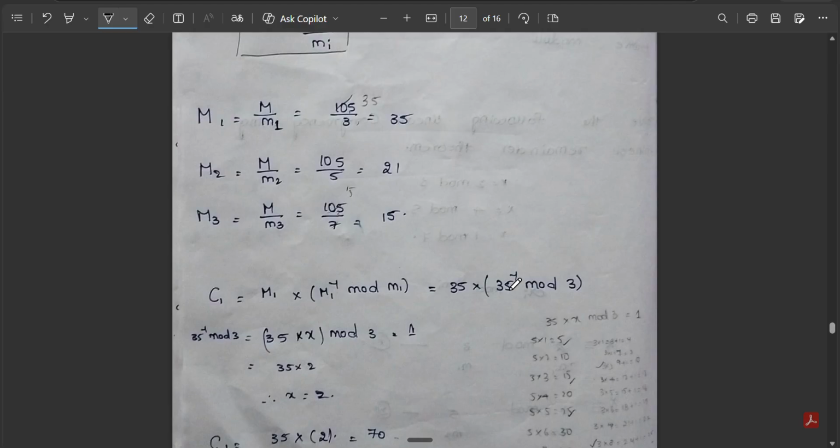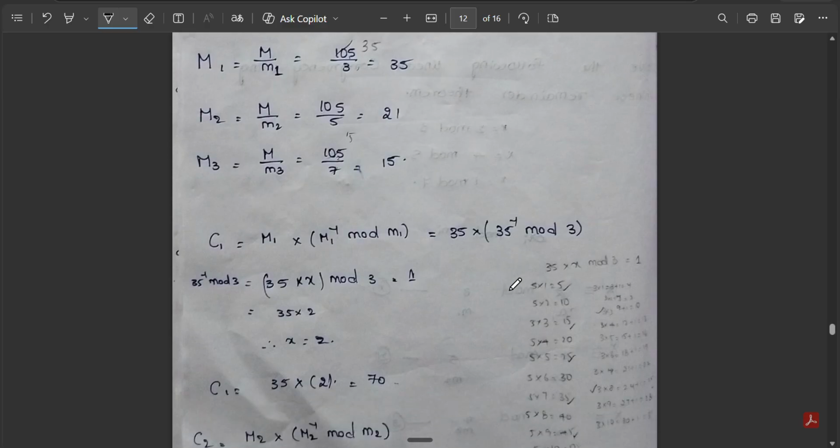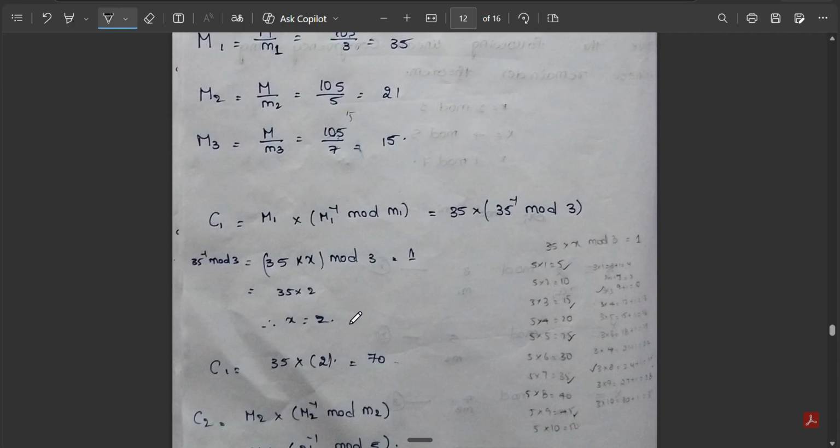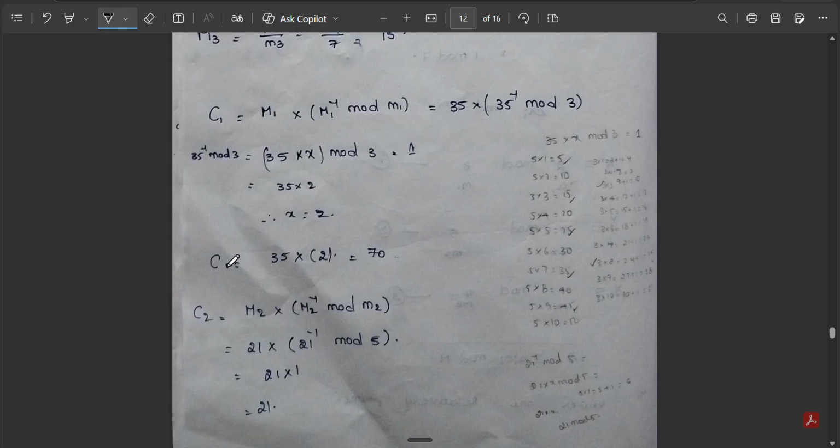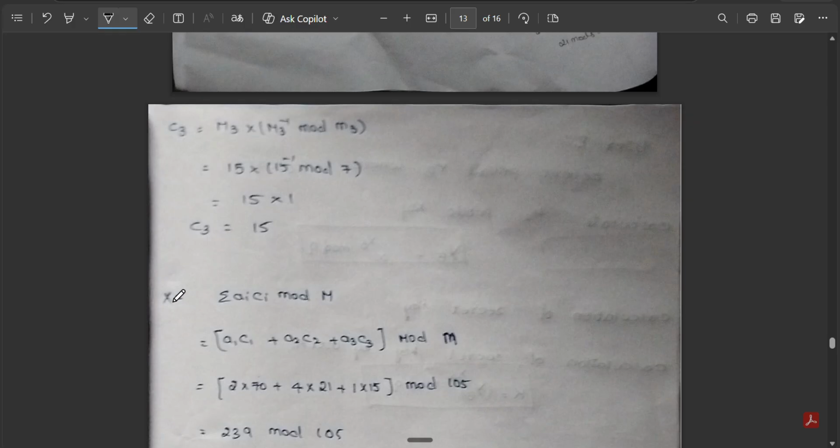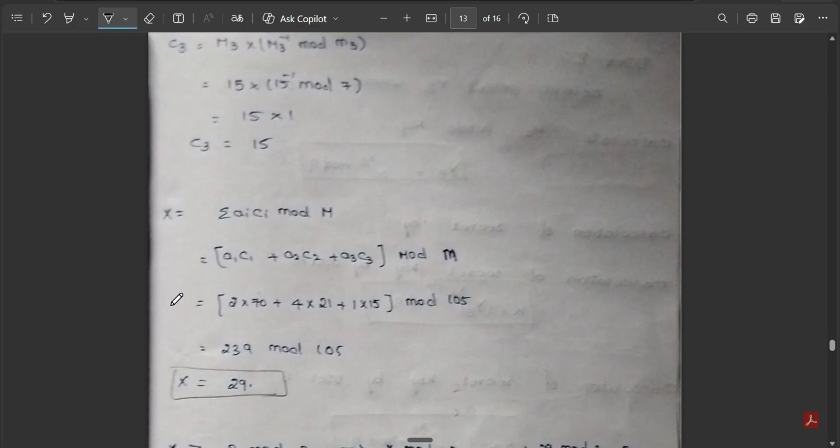So you have to check and find the value of x by substituting the values from 1. So it is a trial and error method. Once you figure it out, for this question the value of x will be 2, and similarly you have to find the value of C2 as well as C3. Once you find these, then we have to find the x value, which is equal to summation AiCi mod M. So this is equal to A1 C1 plus A2 C2 plus A3 C3 mod capital M.